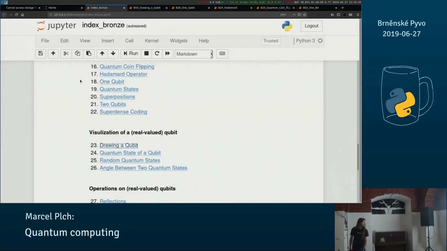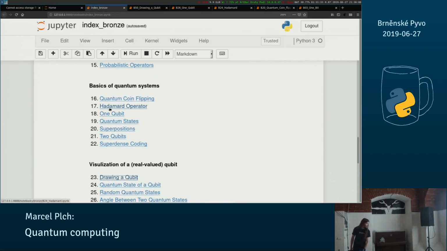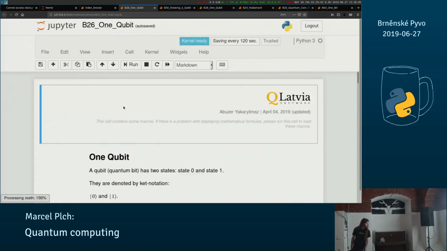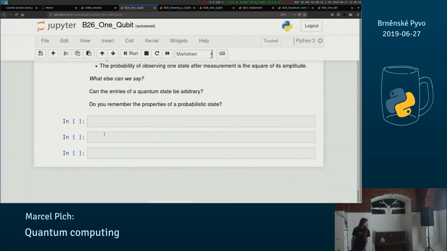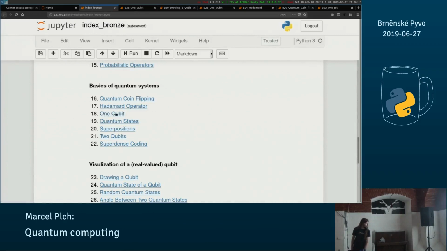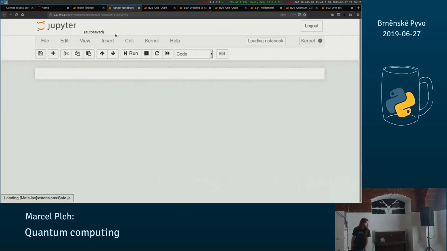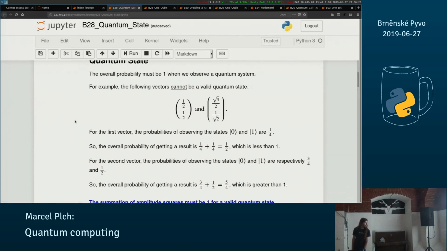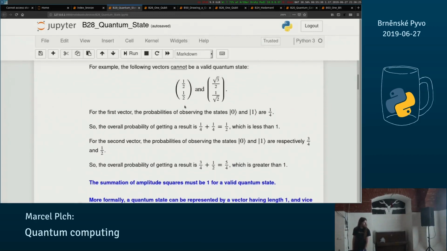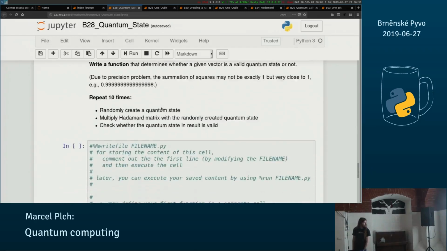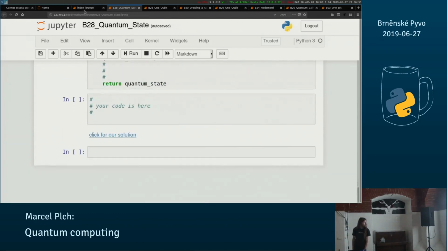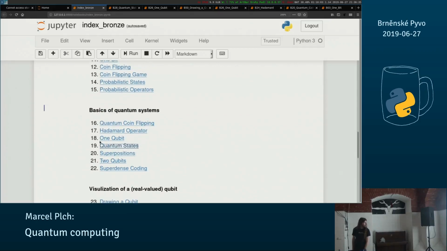And to see some examples, let's see the code on one qubit. There should be some notes somewhere. Oh, these are our exercises. Right, quantum state. So this is basically the... these are our exercises. Right. We've gone to quantum states. Let's see superpositions.